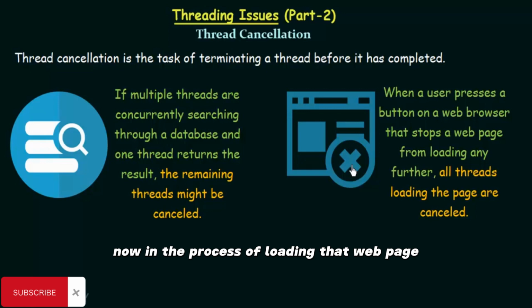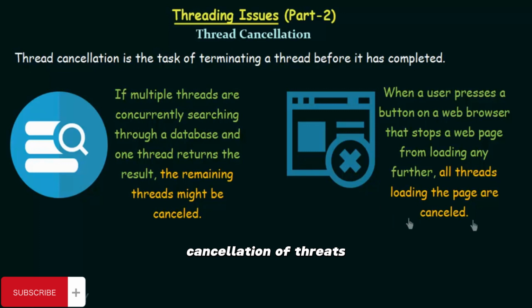Now in the process of loading that web page, if you press the button that stops the loading, then all the threads that were involved in loading the different elements, like images or text or whatever it may be, will be canceled. All those threads will be terminated before they have completed. Some might have completed, or some may still be in the process of completion. It will depend upon when you press that button. So many threads may be canceled before they complete their execution. That is another example where we can see cancellation of threads.